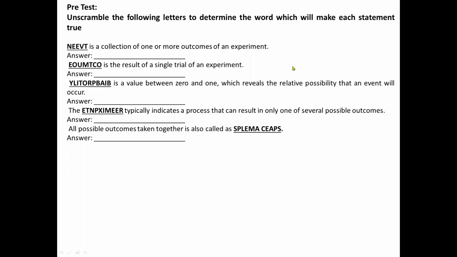All possible outcomes taken together is also called a blank. Duay, pakisagot mo nga yan, anak. Anong sagot dito? Sample space po. Okay, you did it right. So let's proceed to another one.